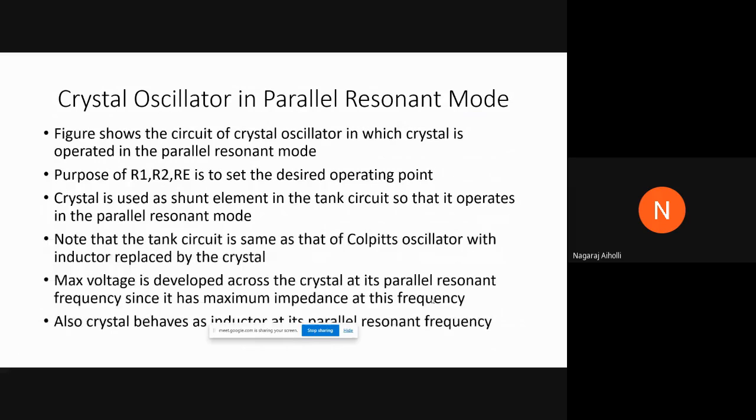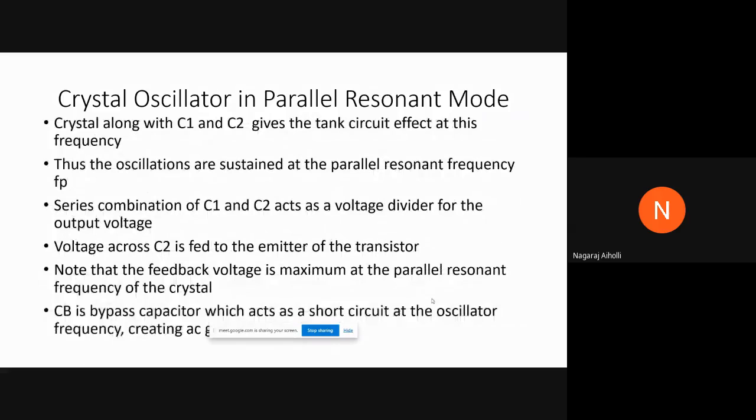Here the crystal behaves as an inductor at its parallel resonant frequency. When the crystal is inductive in nature, it produces sine wave oscillations at its parallel resonant frequency. Hence, the crystal behaves as an inductor at its parallel resonant frequency. The oscillations formed at the parallel resonant frequency are sustained, stable oscillations.